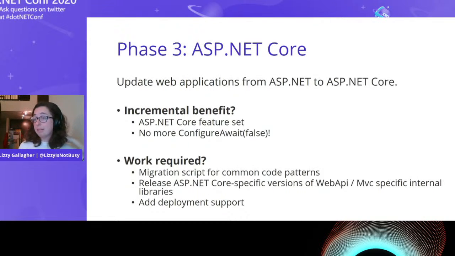And similar to that first phase, we needed to release new versions of our internal libraries, because we had a number of libraries that built off of Web API or MVC specific things. Specifically, we previously would set up per request behavior using an HTTP module, so that would work in ASP.NET. But for ASP.NET Core, you need to switch it to middleware. So these were the kind of changes that we needed to make to a lot of our internal libraries.